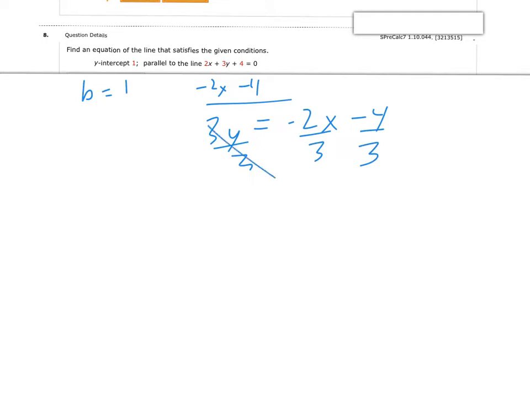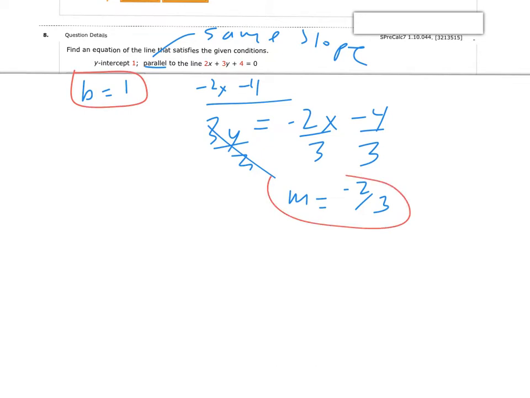All right, next up here, they give me the y-intercept, so I already know that my b is 1. And it says it's parallel to this line. Now I would get this line into mx plus b, so I would move these guys over. So 3y equals negative 2x minus 4, then divide by 3. So the slope is going to be negative 2/3, since parallel means same slope. I'm not going to change that. I'm going to ignore the y-intercept, though. That's not going to be part of my answer. So I'm just going to grab this piece of information and this piece of information. We'll say y equals negative 2/3 x plus 1.